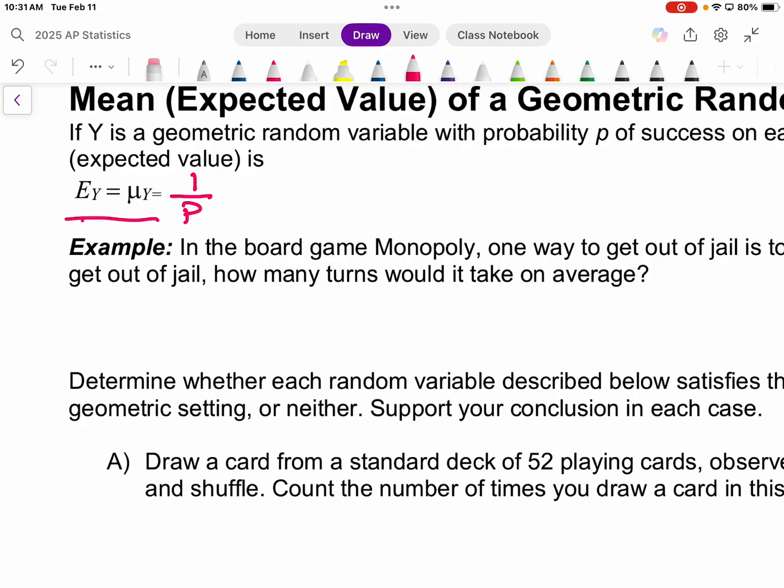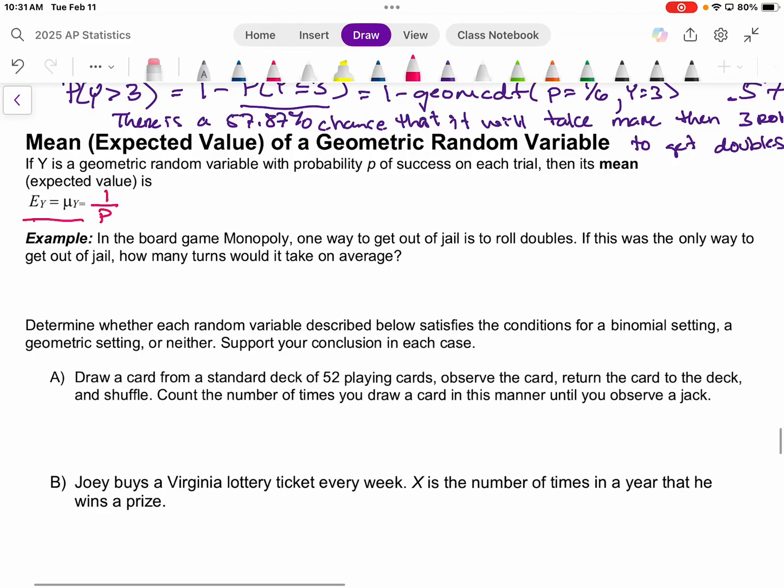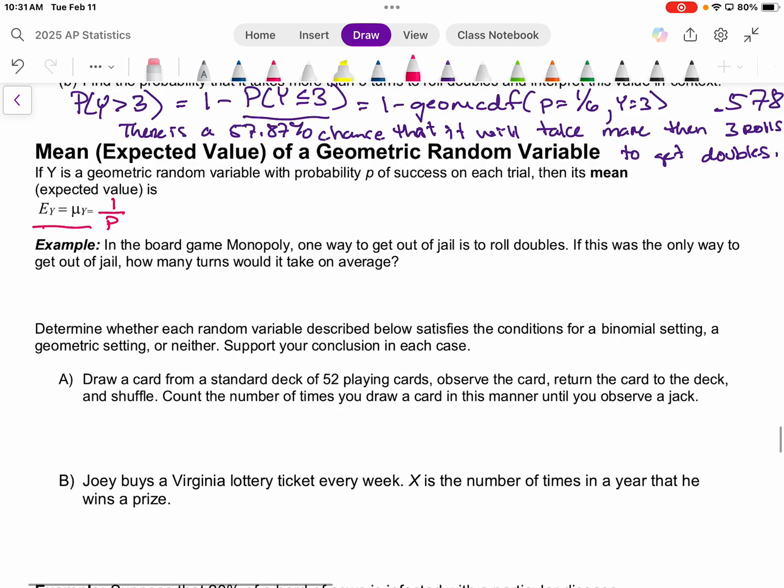Remember, with binomial, it was more involved. It was doing n times p. Here, we just got to do 1 over p. So, on the Monopoly game, one way to get out of jail, as we talked about again, is rolling doubles. If this was the only way to get out of jail, how many turns would you expect it to take on average? Okay, so that's my expected value. My expected value of y, which is mu sub y, is equal to 1 over 6, which is 6. So on average, I should expect it to take 6 tries, is what that's saying.